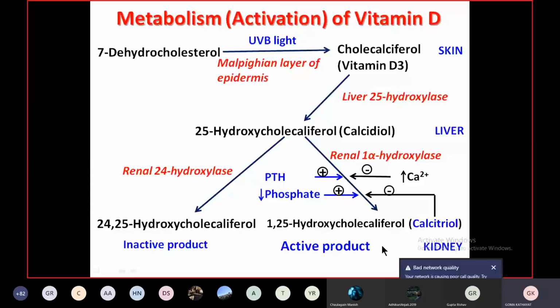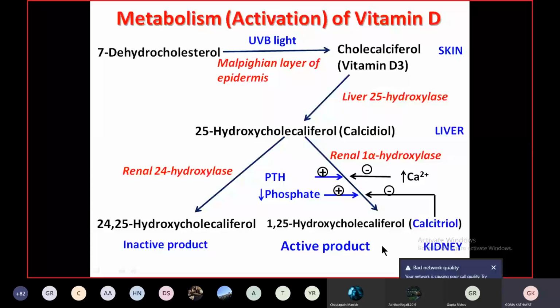Understood? Vitamin D is first synthesized in an inactive form, which is cholecalciferol. First it undergoes 25 hydroxylation in the liver. Next it undergoes hydroxylation in carbon number 1 in the kidney and leads to the formation of calcitriol. Now it has hydroxyl groups in carbon number 1, carbon number 3, and carbon number 25. For this reason it is known as calcitriol, which is the active form of vitamin D.